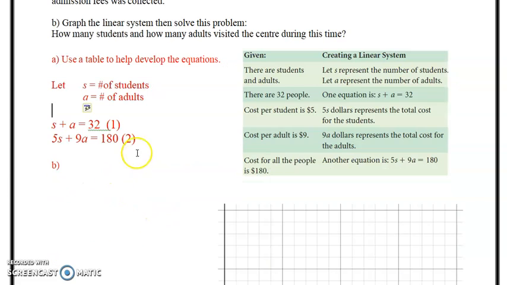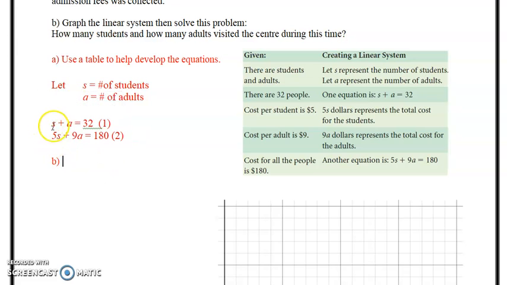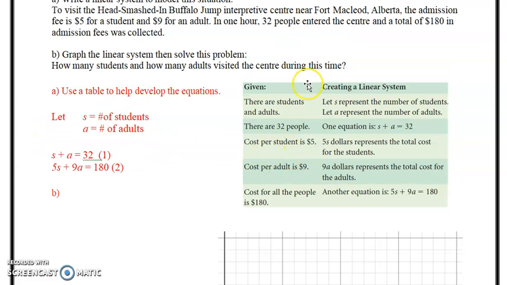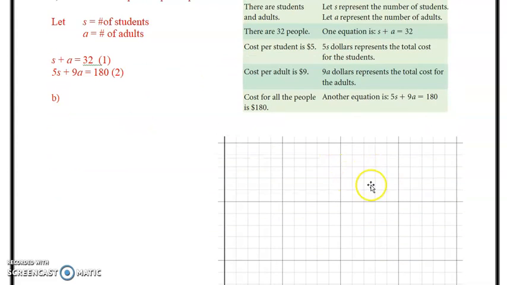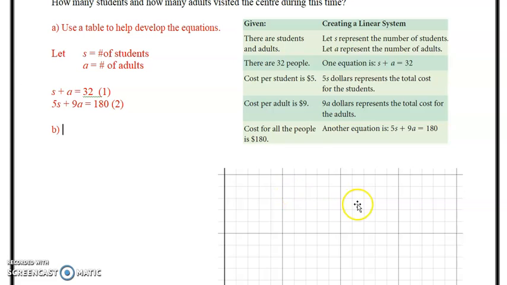Okay. And that's it for the A part. And the B part, we want to solve the system using our graph. We want to figure out how many students, how many adults visit. So what we're going to do is I'll graph this with you.